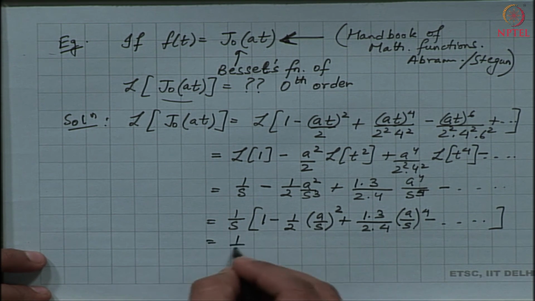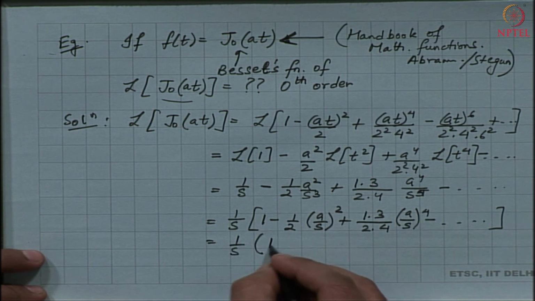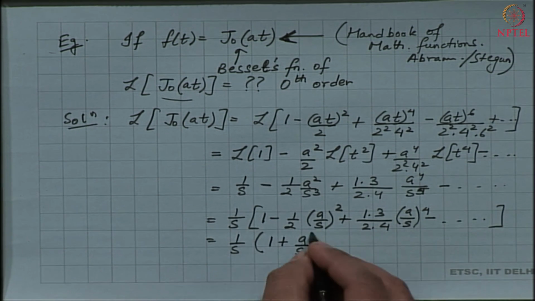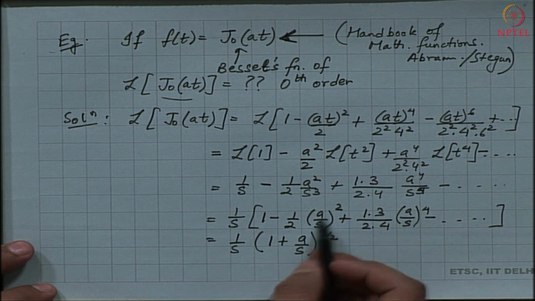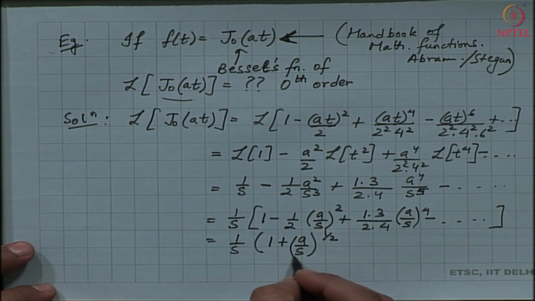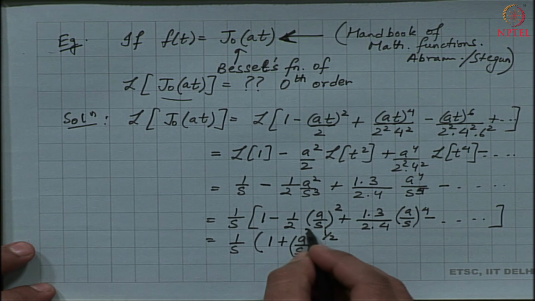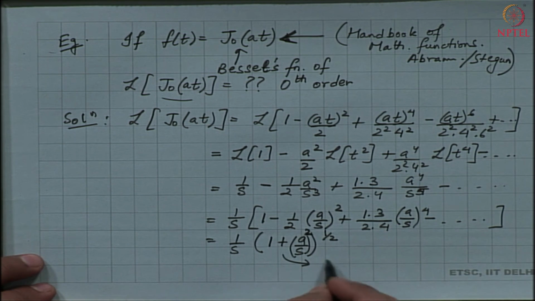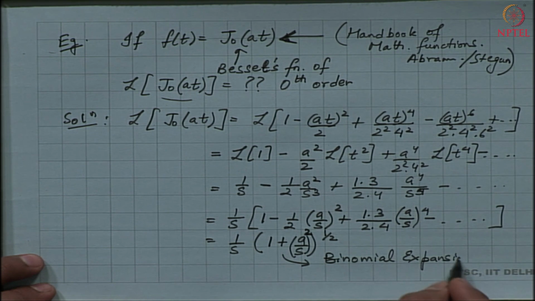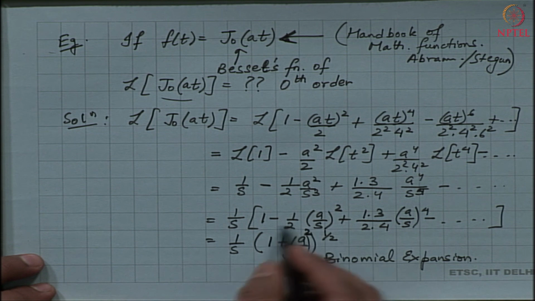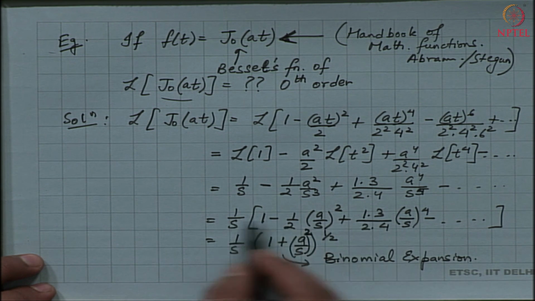Notice that this is nothing but the binomial expansion of 1 plus a square by s square to the power minus half. So, if I use a binomial expansion of this factor, I am going to get this series expression above.